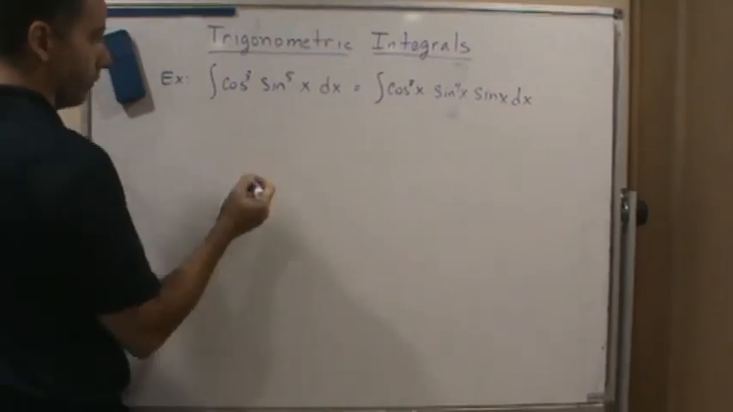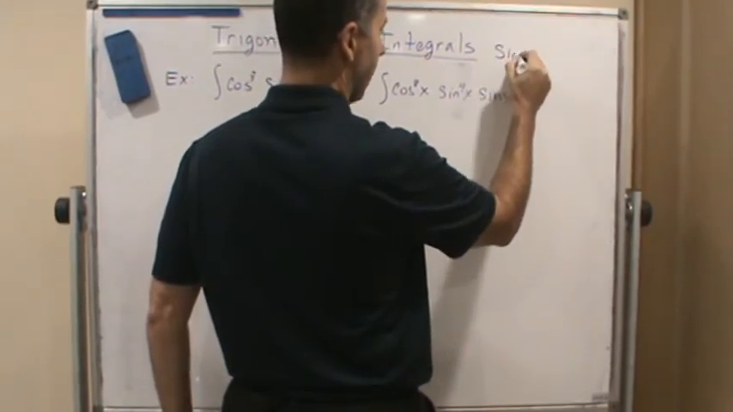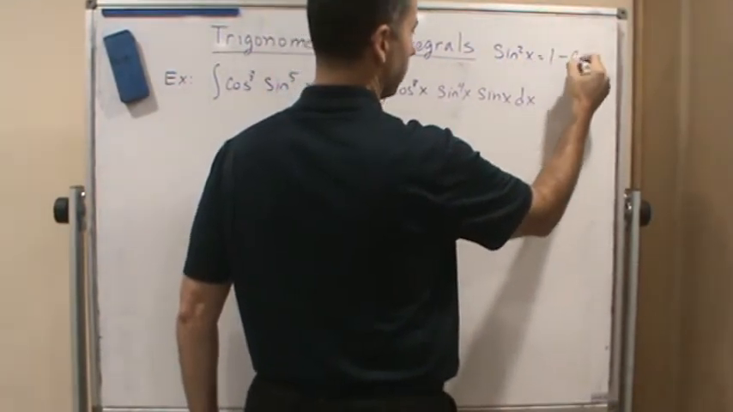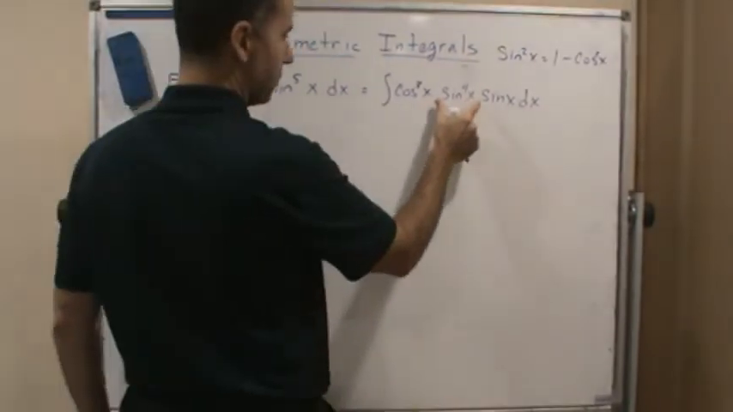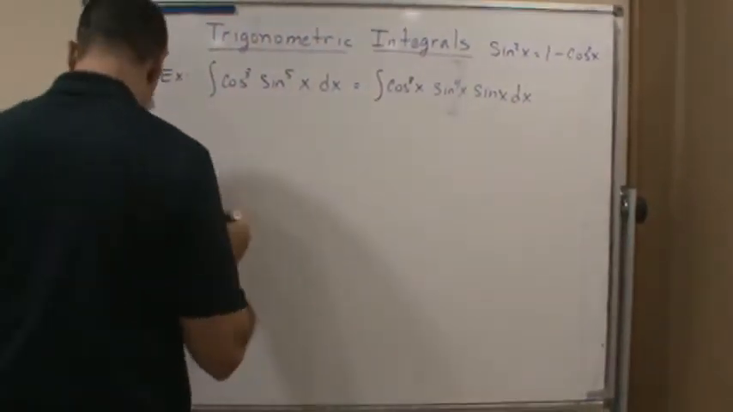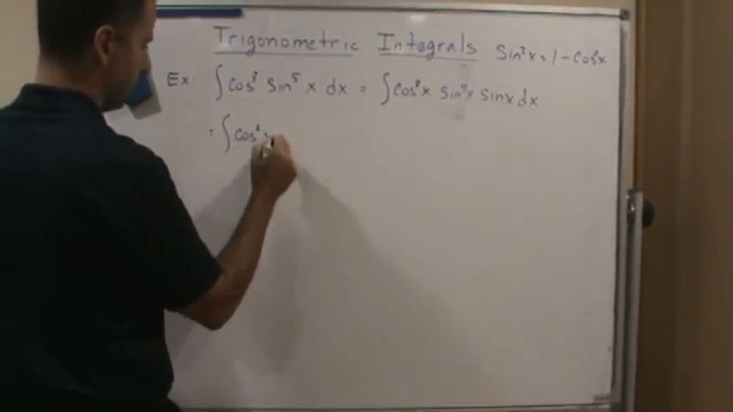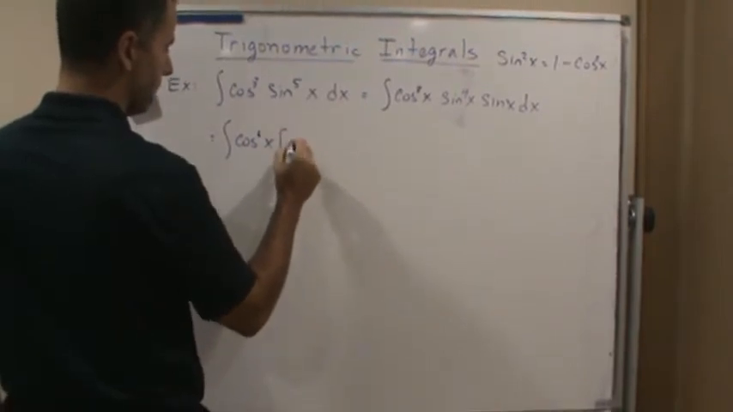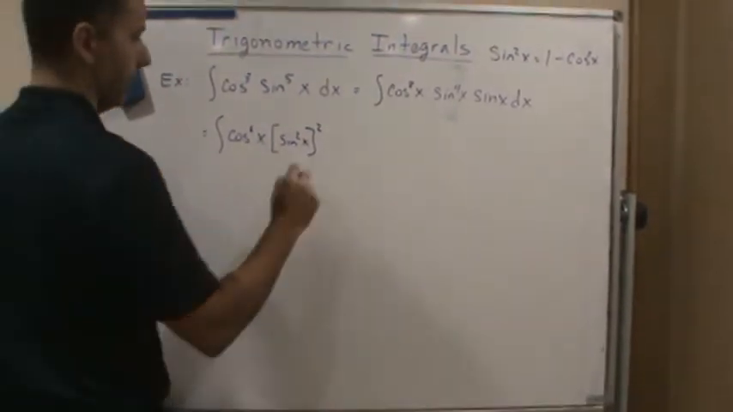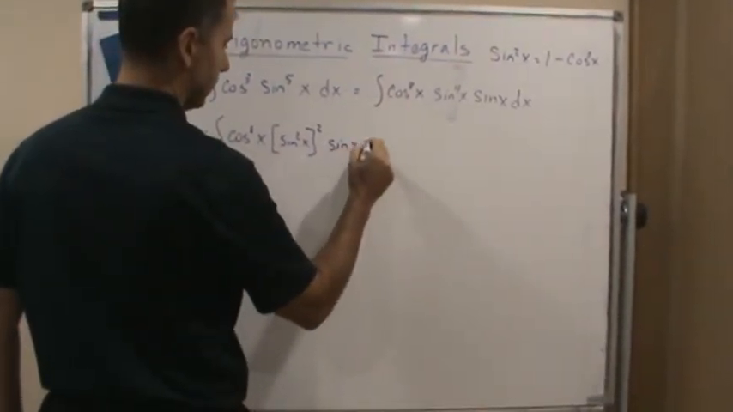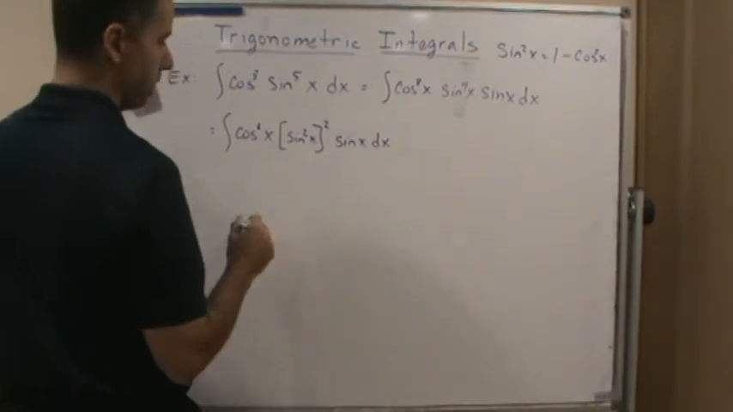So remember, the identity that I'm going to use is sine squared x equals 1 minus cosine squared x. So I'm going to write this as cosine to the 8th power of x, and I'm going to write this as sine squared x, squared, sine x dx. And now I'm going to do my substitution.